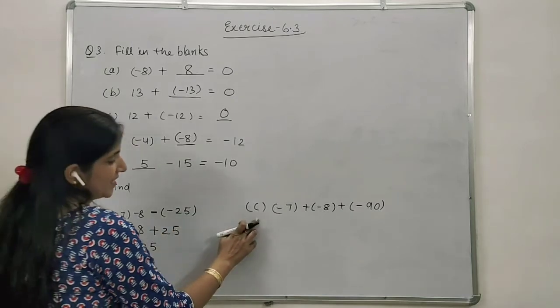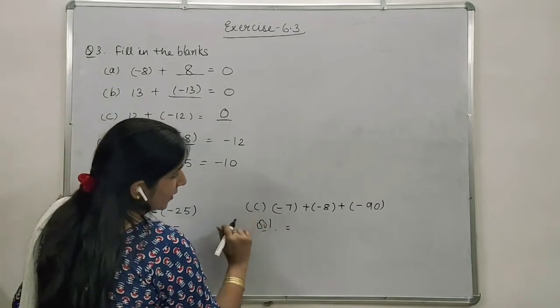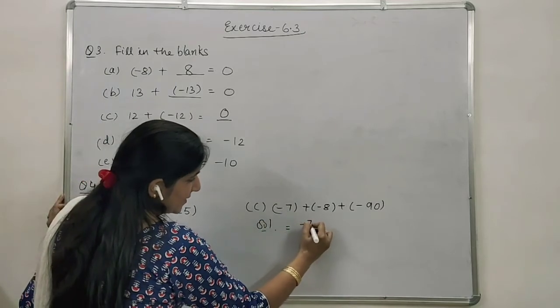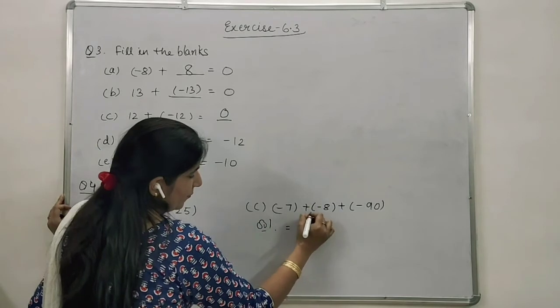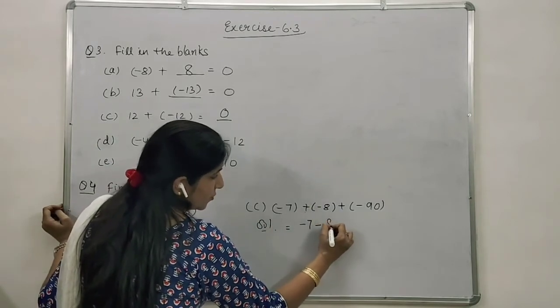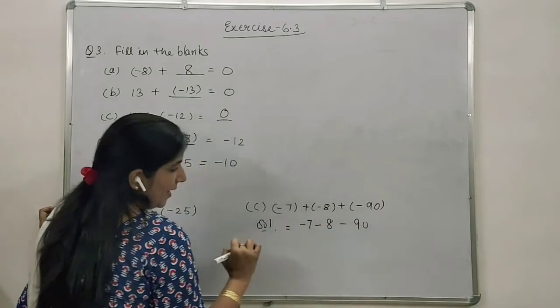Now let us move to the next part, the C part. How can we solve it? Putting the equals sign. Now I am solving minus 7 plus minus 8 times minus 90. Any positive times negative is negative only in multiplication. So it's minus 8, and minus 90 plus minus is minus 90.